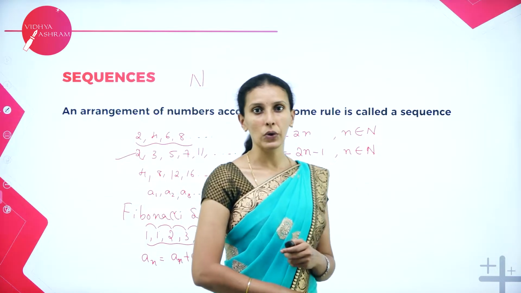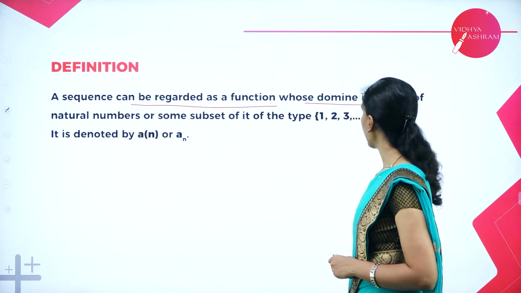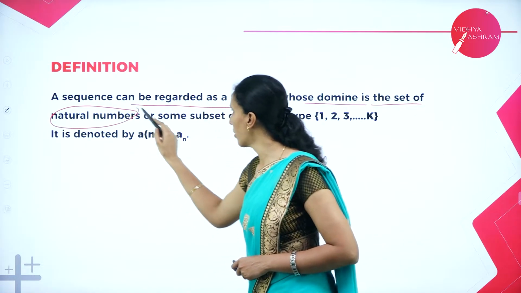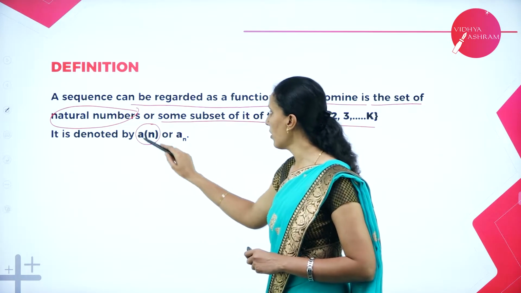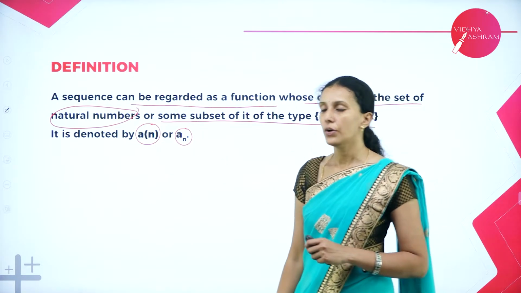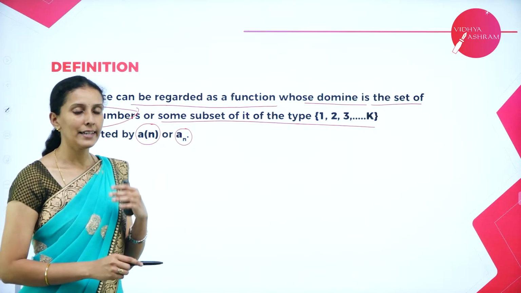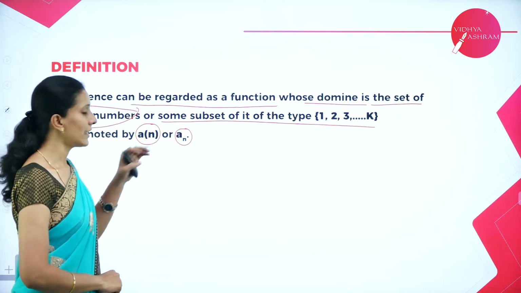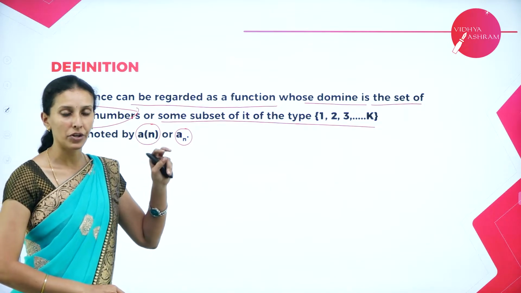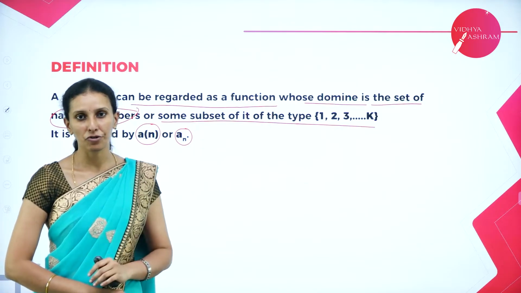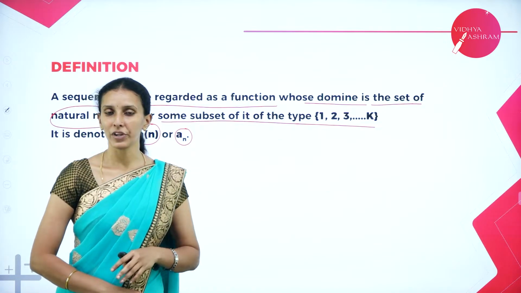Hence, what we can conclude here is that a sequence can be regarded as a function whose domain is the set of natural numbers or some subset of it. And it is always denoted by a(n) or an. Like this, we can write any sequence in the form of an. Hence, sequences are considered to be functions whose domain is always the set of natural numbers or any subset of natural numbers, in the form of 1, 2, 3, etc.